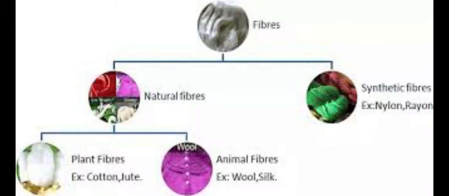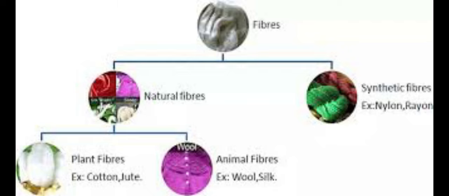Fibers are classified into two types: natural fibers and man-made fibers. Natural fibers originate from either plants or animals. Let us see about the plant fibers. We have cotton, flax, jute as plant fibers. From animals, we get wool and silk as fibers.